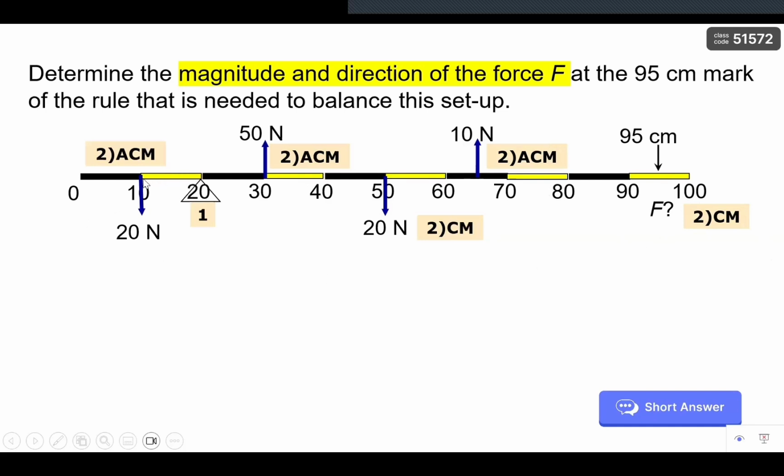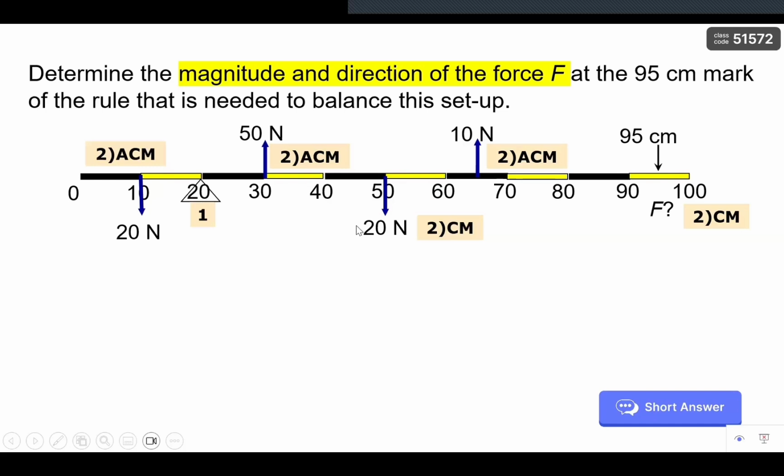So this perpendicular distance is 10 cm. This perpendicular distance is 10 cm. This perpendicular distance is 30 cm. And this perpendicular distance is 65 minus 20, which is 45 cm. And lastly, at the 95 cm mark, the perpendicular distance is 95 minus 20, which is 75 cm.